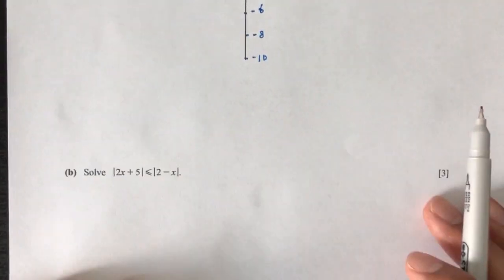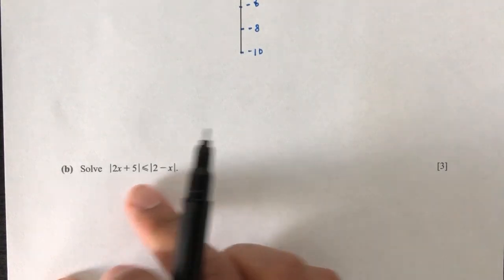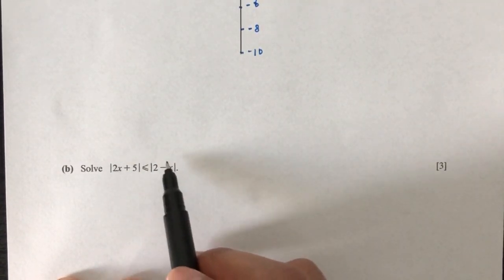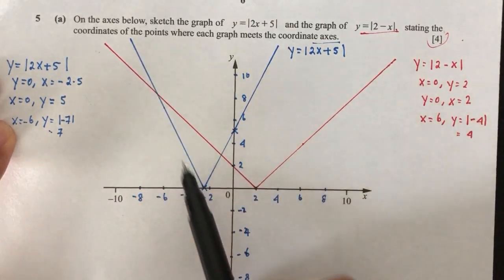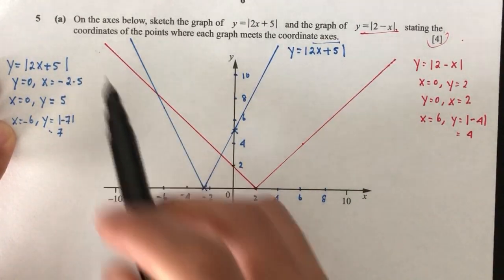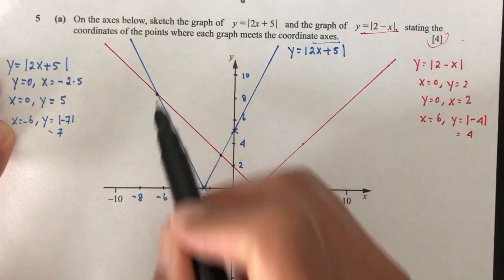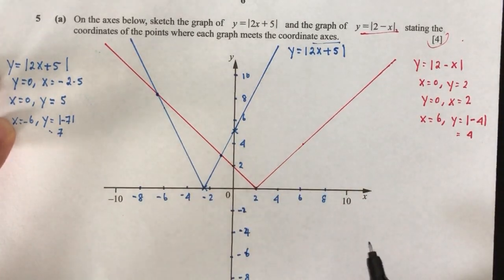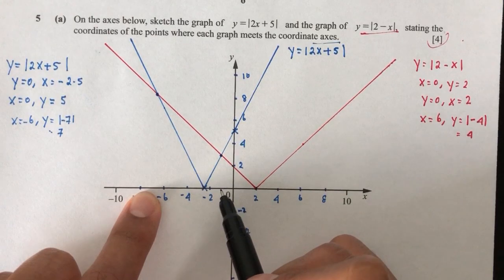Now moving on to part B. It is asking us to solve the equation. This is your graph. You have to find the values of x for which the first graph is less than the second graph. So where is it less than the second graph? You can see clearly that this is the first graph. It is less than the second one only between this point and this point. So we have to find this and this. From my graph I can see it should be -1 and -7.